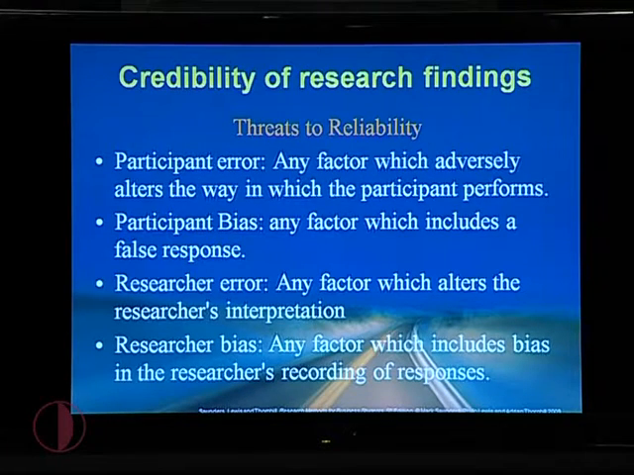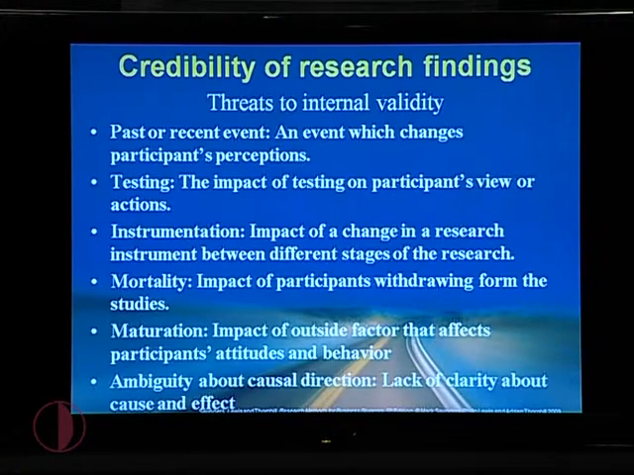And then internal validity and external validity. Internal validity is when a causal relationship is demonstrated between two variables or a set of variables. External validity is that the findings of our study or research can be generalized also. Some threats to reliability come from the participant or from the researcher himself, so some error or bias from both sides is expected.